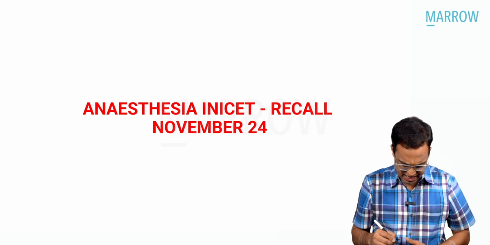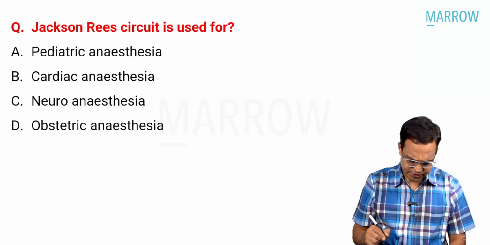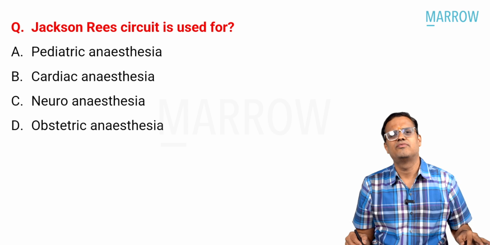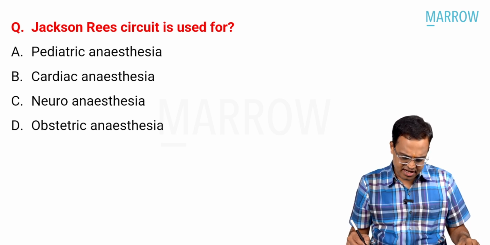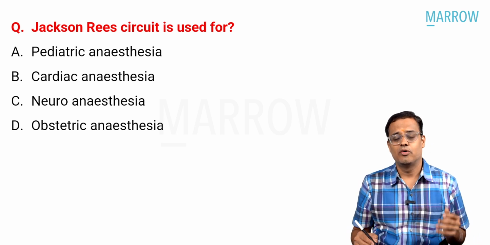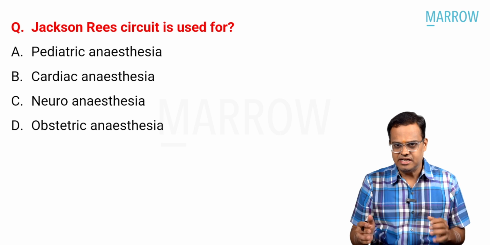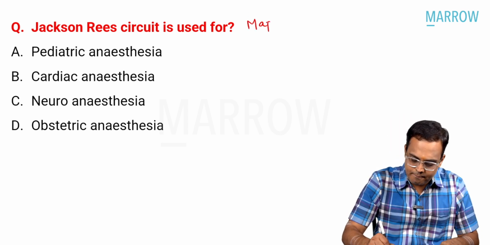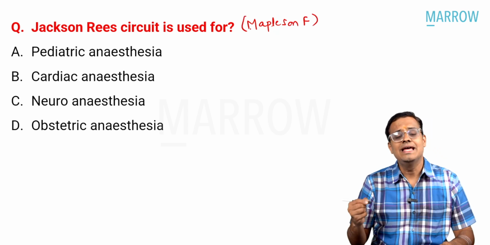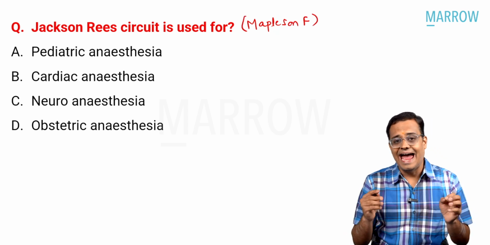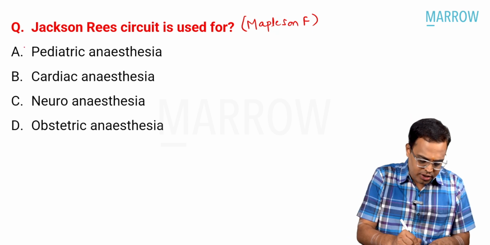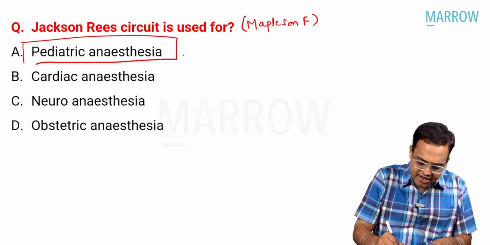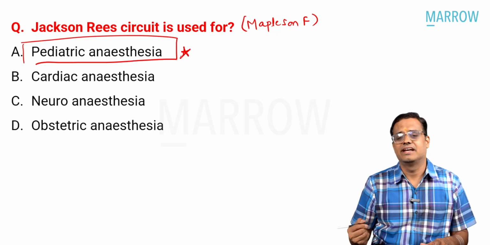So what's the first question that has been asked in anesthesia? This is a pretty straightforward question: Jackson-Rees circuit is used for. What is Jackson-Rees circuit? Jackson-Rees circuit is the Mapleson F circuit. The name of Mapleson F circuit is Jackson-Rees circuit, and this is the circuit of choice for children. So what is the correct answer? The correct answer is pediatric anesthesia.